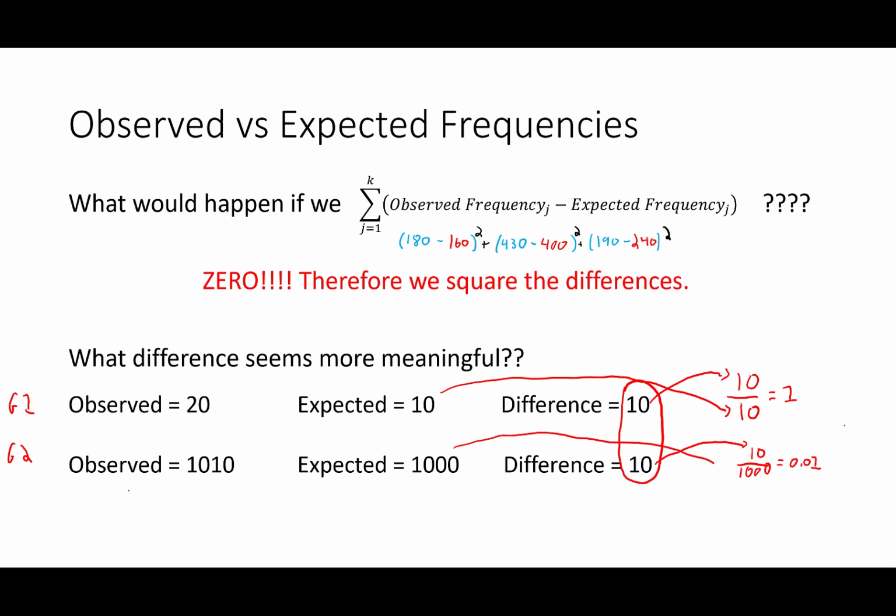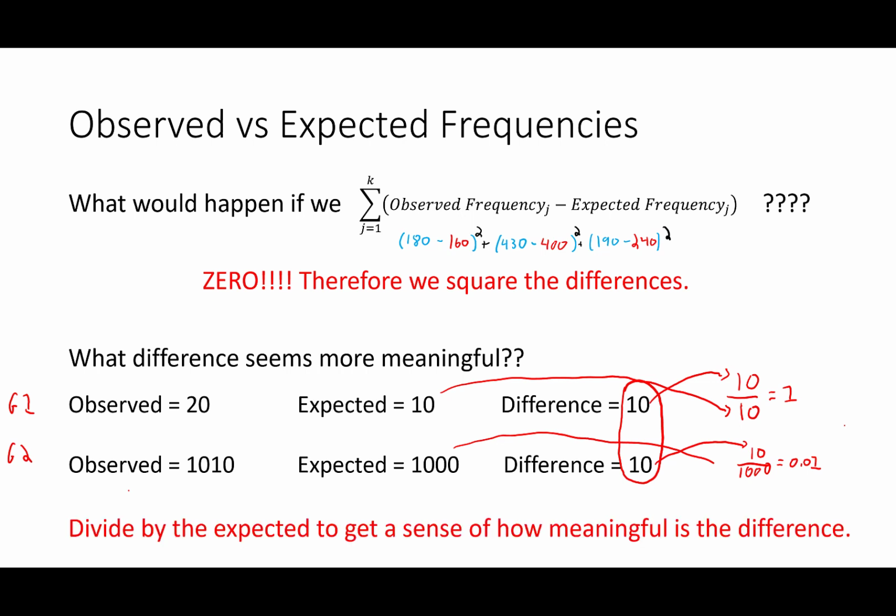So it's not just about the size of the difference. What we also need to consider is how meaningful is that difference? How meaningful is being different by 10 or being different by a certain amount? So to represent this, we divide by what we expected to get a sense of how meaningful is the difference. We square those differences so they don't sum to 0. We divide by what we expect to get a sense of how meaningful is that difference. Is that a big difference or is that a small difference?